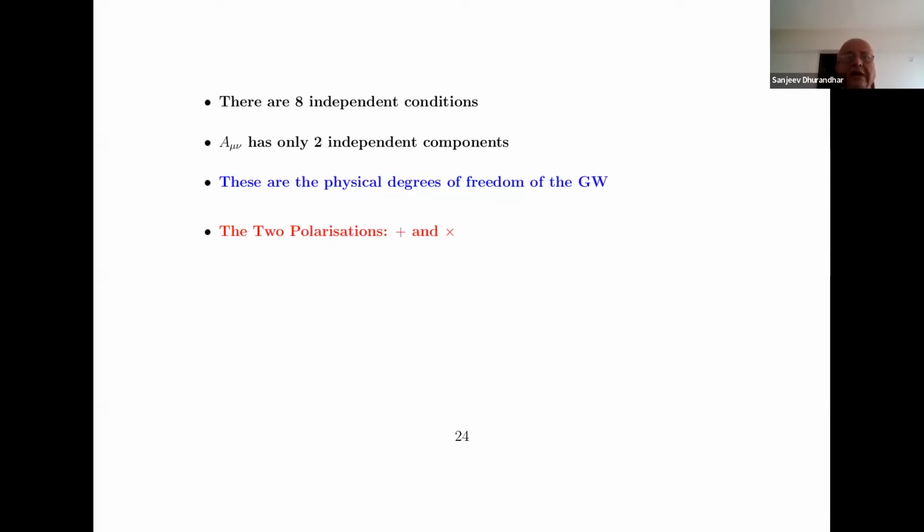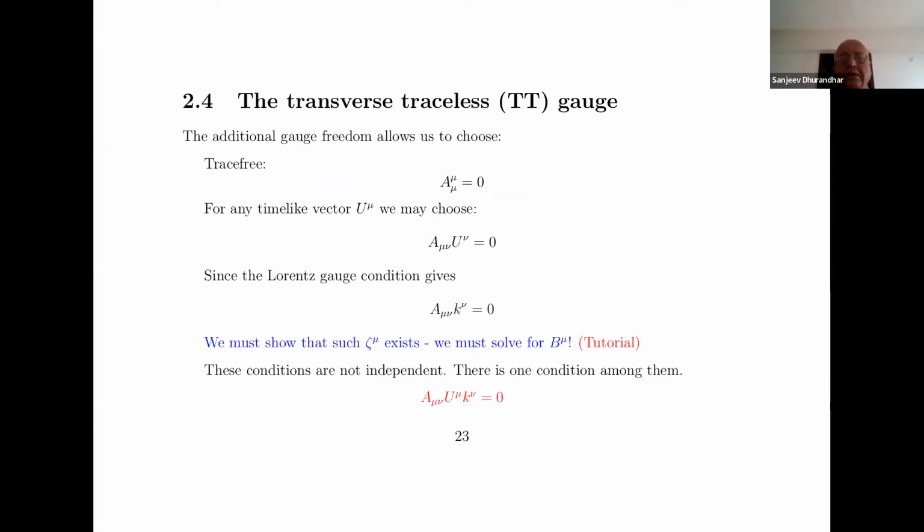So that is the first thing. This is somewhat abstract here because I have skipped a lot of steps. You can see Thorne and Wheeler also do something like this, but I think in the tutorial these things will be done much more carefully. In fact, I'll do it now for a special case of k^ν, for a wave traveling in the z direction, and you will see how this works.